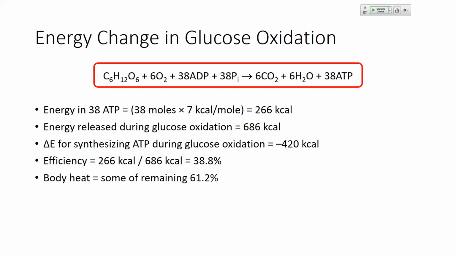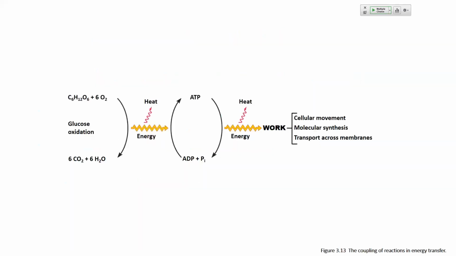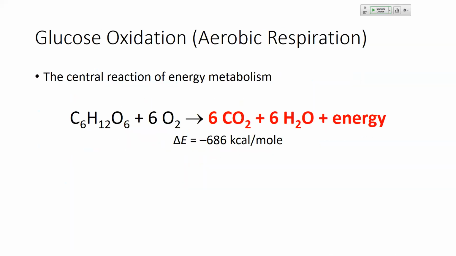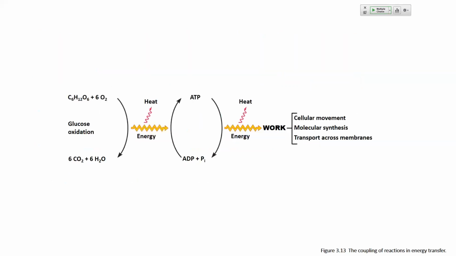Now, if we converted those 38 ATPs to energy, we would only get 266 kilocalories. What does that tell us? We broke down one molecule of glucose. We got 38 molecules of ATP, which is only going to give us 266 kilocalories per mole. On this reaction, there was 686 kilocalories per mole. Where did the rest of that energy go? I just mentioned it. To heat, perfect, to heat.